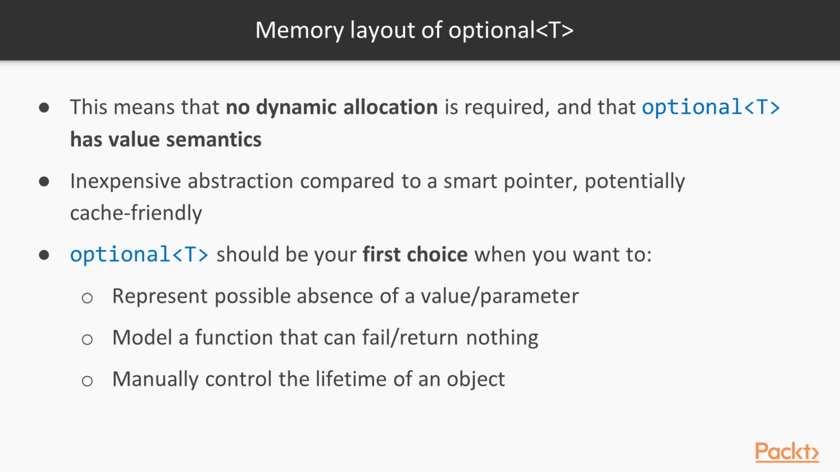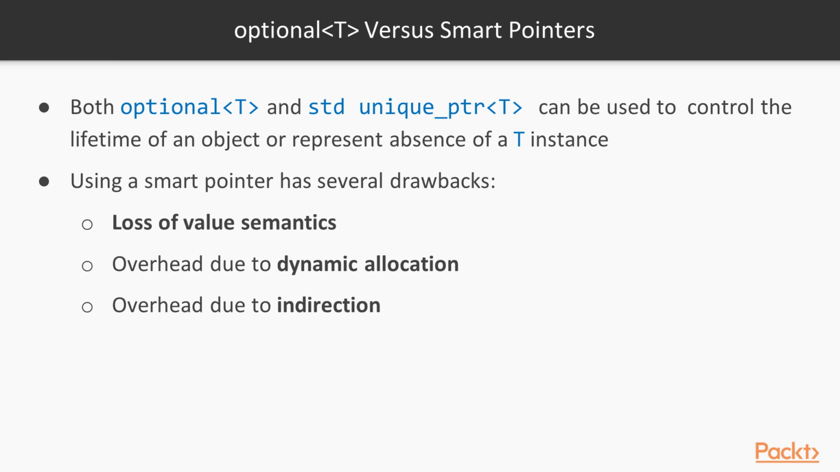It's an inexpensive abstraction compared to something like a smart pointer, and it's potentially more cache friendly because it's contiguous in memory. So if you have a vector of optionals and you're going to iterate over it a lot of times, it's going to be faster than a vector of unique pointers, as an example. So my guideline is that optional should be your first choice when you want to either represent the possible absence of a value or parameter, model a function that can fail or return nothing, or manually control the lifetime of an object.